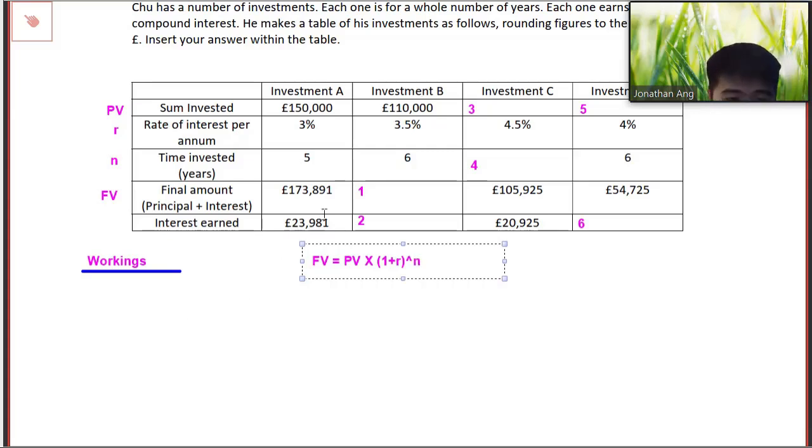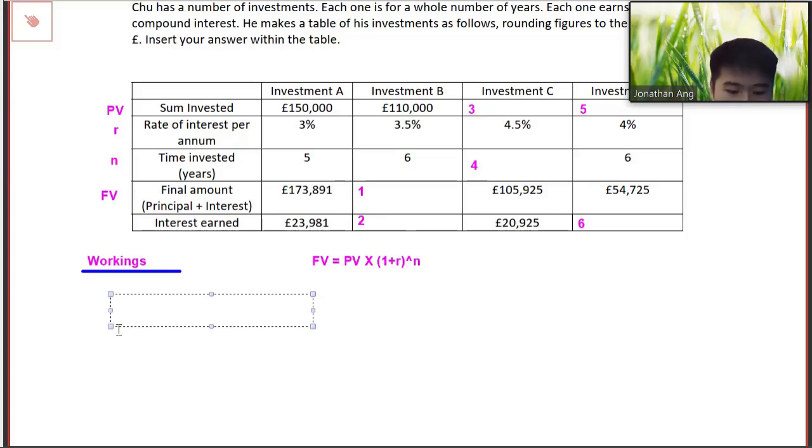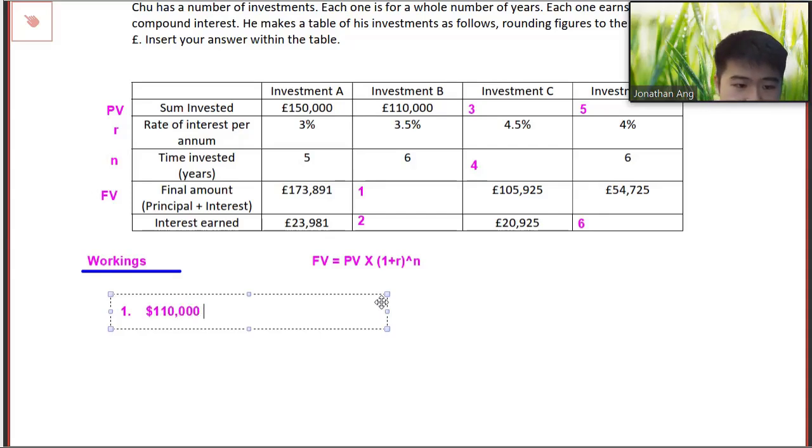Let's deal with the first one first. Sum invested, your present value, is 110,000, rate of interest is 3.5%, time invested is 6 years. So just follow the formula. Working number 1: they want you to find your future value. Present value is 110,000, multiply with 1 plus 0.035, my interest rate of 3.5%, to the power of 6.